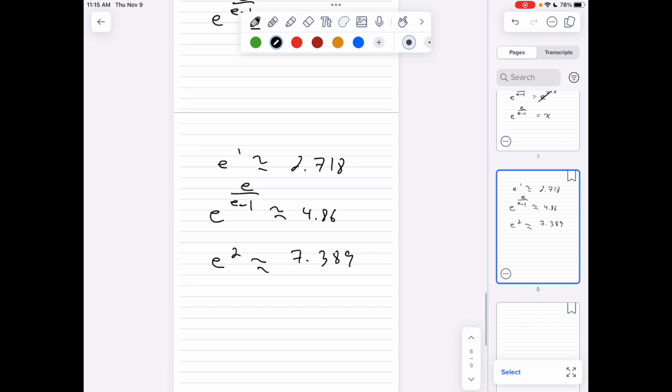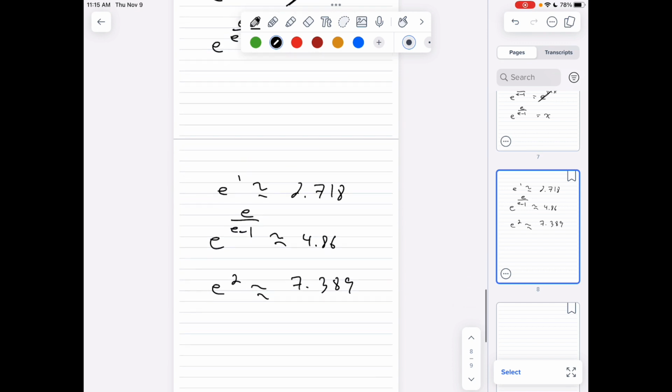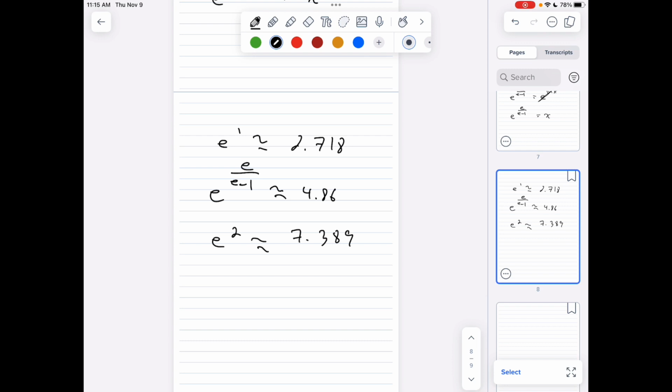All right, so what I did was I wrote what these numbers are approximately. e is approximately 2.718, e squared is 7.389, and e over e minus 1 is 4.86. So that value that we got is between e and e squared. So the value c that we're looking for is e to the e over e minus 1.